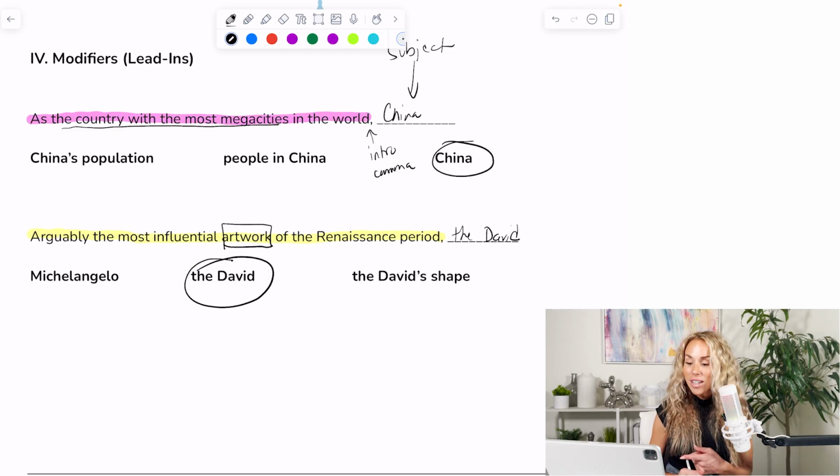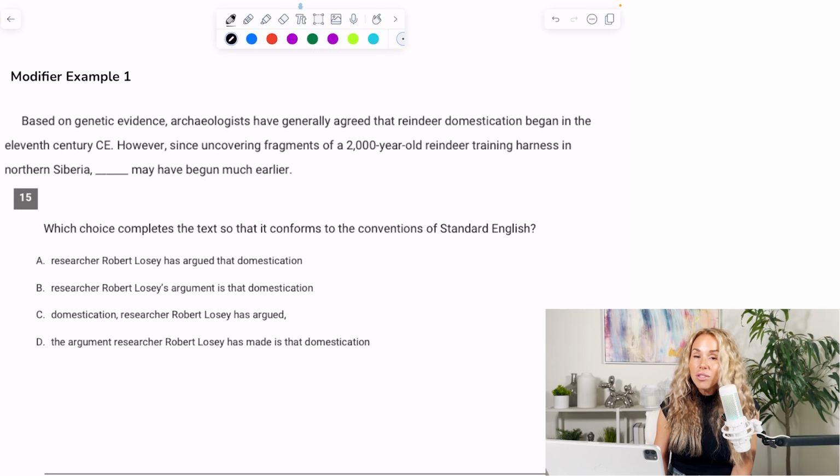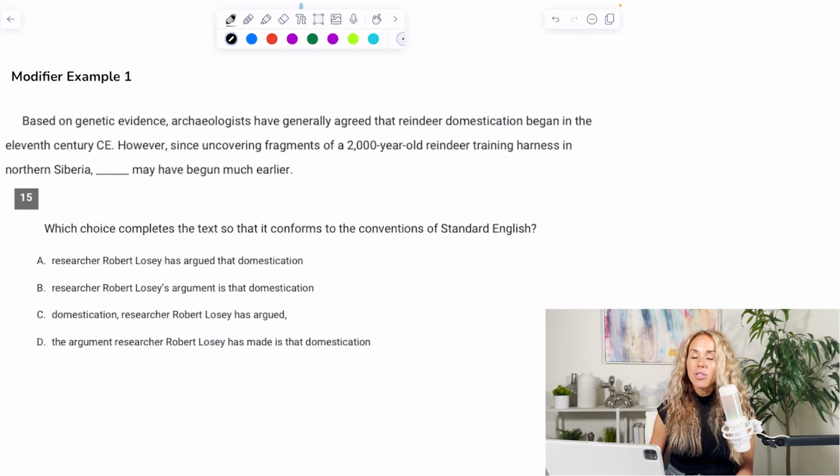Okay, Michelangelo is not artwork. The David shape is not artwork, that's its shape, so we have to go with the David. Okay, so these can get a little tricky for that reason. Some of the answer choices are gonna sound really, really good, but only one of them is right.